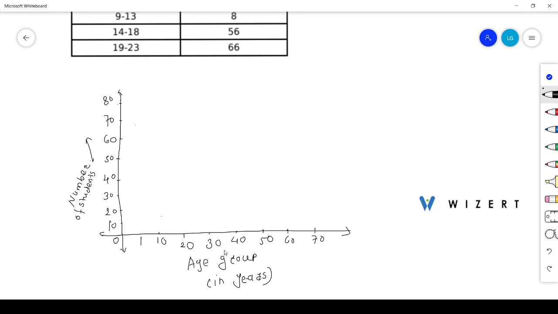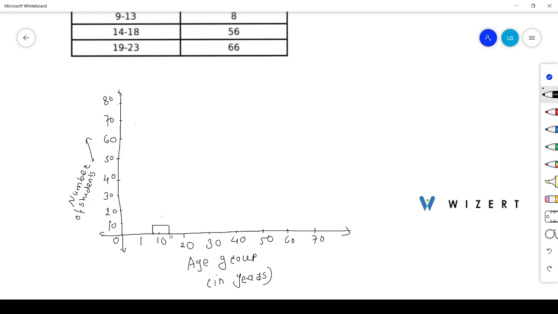Now here we can observe that firstly in 9 to 13, it means here 9 will be here, so 9 to 13, 13 will be here. In 9 to 13, number of students are 8. So we can draw, suppose this is 8, means near to 10. So in 9 to 13, there are 8 number of students.